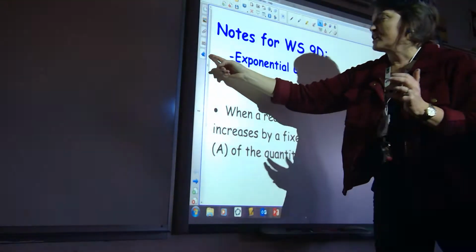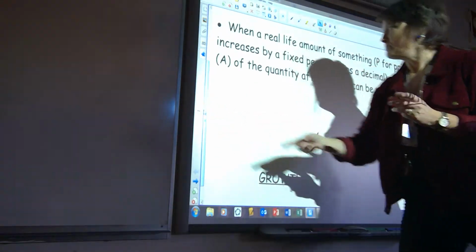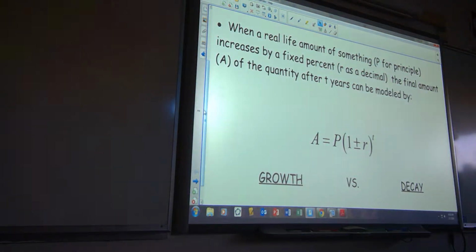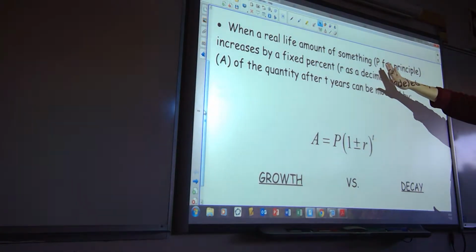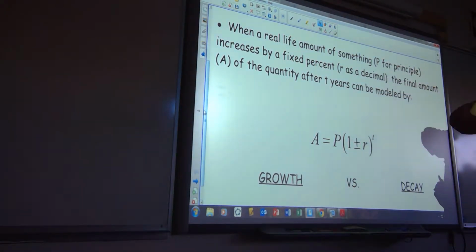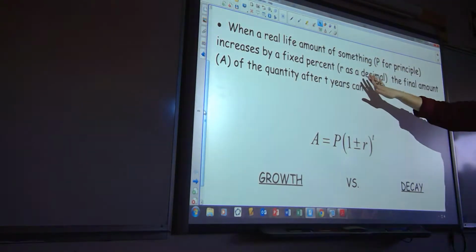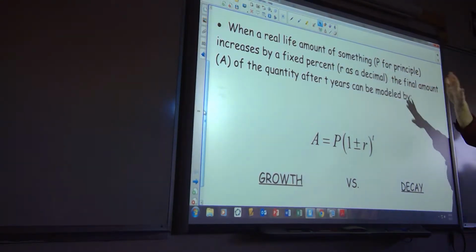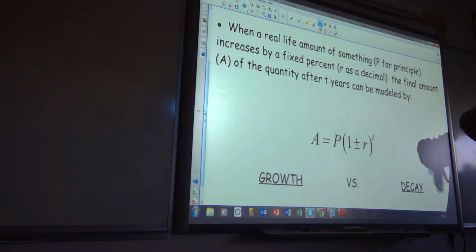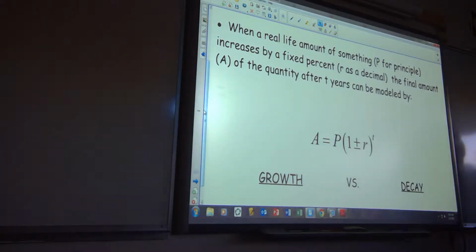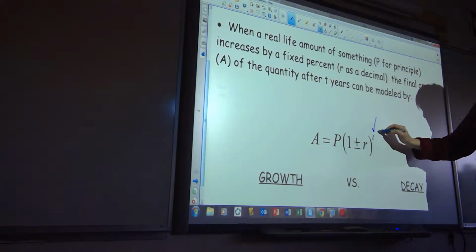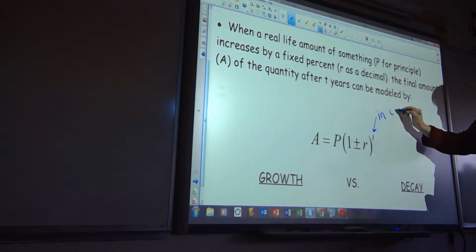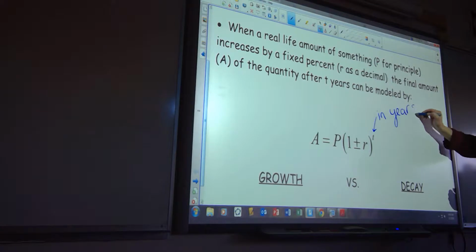So the first formula that we're going to see here applies to a very basic situation where a real life amount of something, which is called a principal, increases by a fixed percent, r as a decimal, to the final amount, A, after t years. Okay, so essentially, this is our time. It is always in years, so that is important.